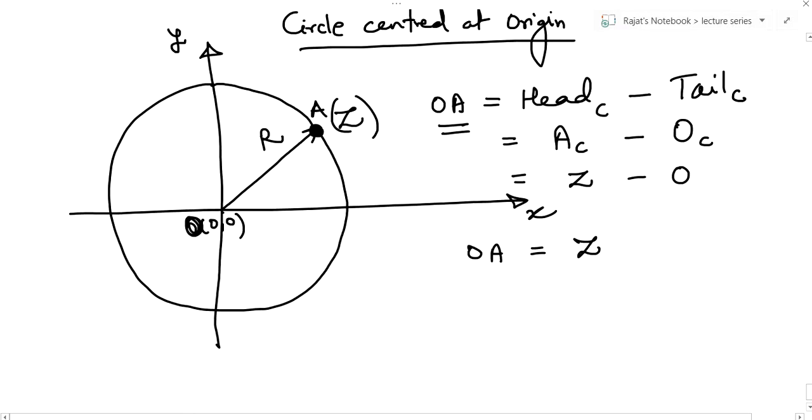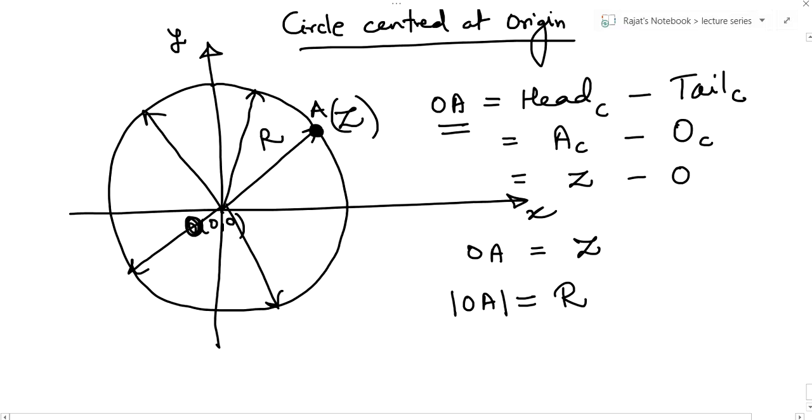Now use your mind and tell me what will be the magnitude of OA. Magnitude of OA means this length. This Z is lying on the circle. So whether you go here or any other point, the magnitude of that line will remain the same, which is equal to R. So length of OA will remain same and it will be equal to R. This is the defining quality of a circle. If the length would have been changing, then it will not be equal to R. But since it is equal to R, whether you move to any point, this is the defining property of a circle.